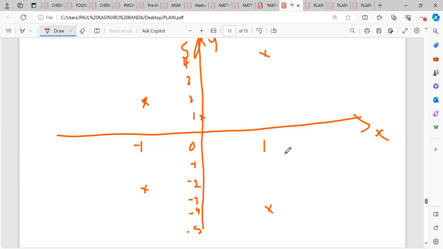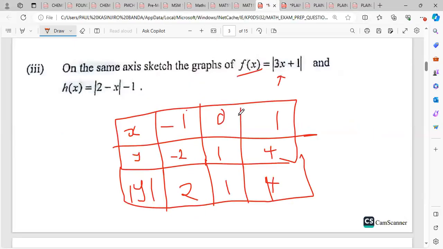So you can see that this function starts, oh, I don't have a negative for the 4. Guys, you're not following. I don't have a negative for the 4. I only have a positive there. So for this graph, without the modulus, these are our images here: -2, 1, and 4, without the modulus.